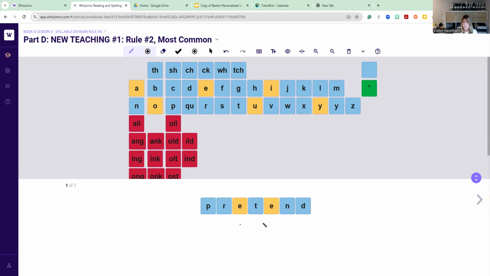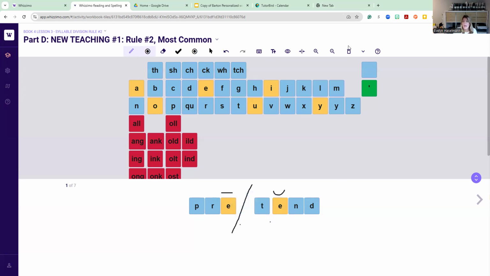So we're going to take a word like this, and this is the word pretend, and we're going to divide it the most common way, which is push it to the back. The students know if this did not make a real word. So if this did not say pretend right here, this is an open syllable and this is a closed syllable, then they would move this the other way.